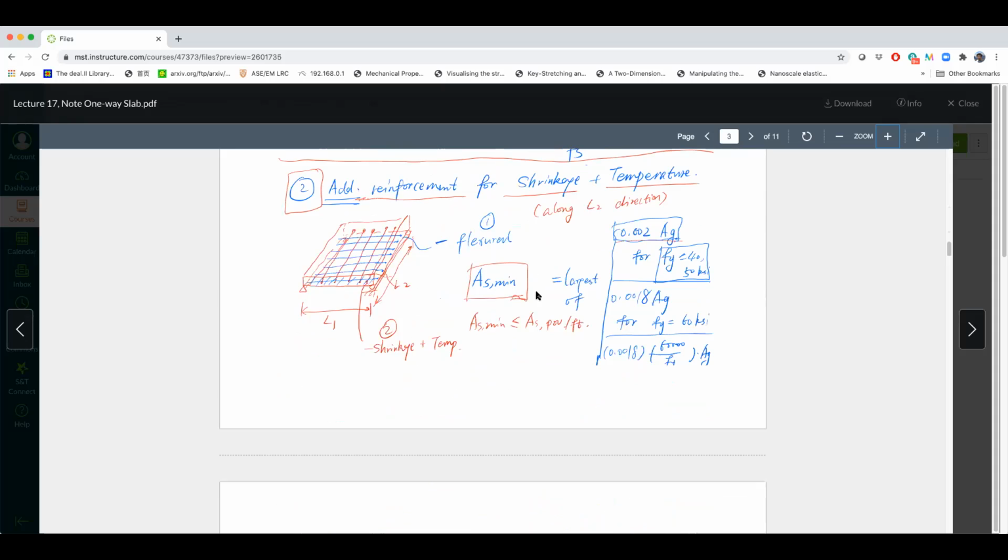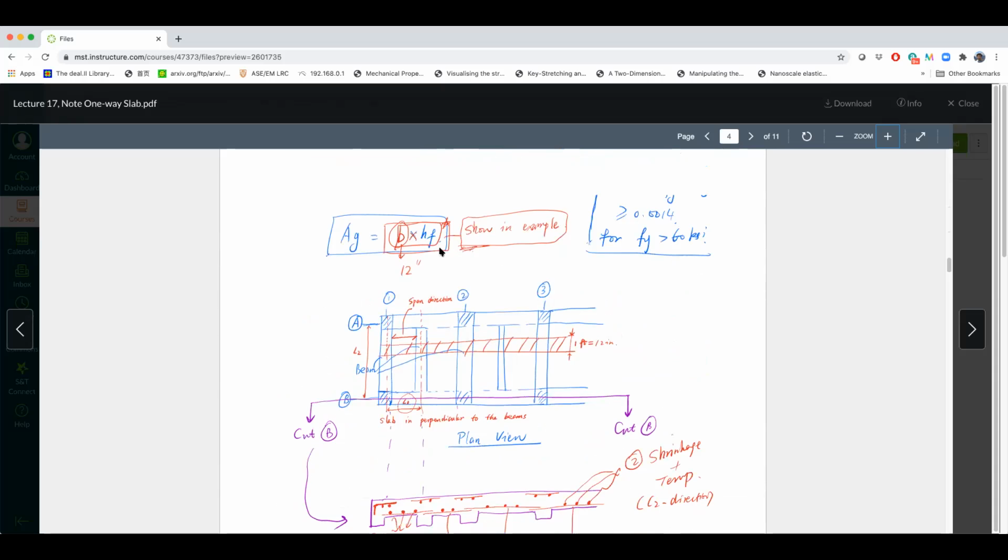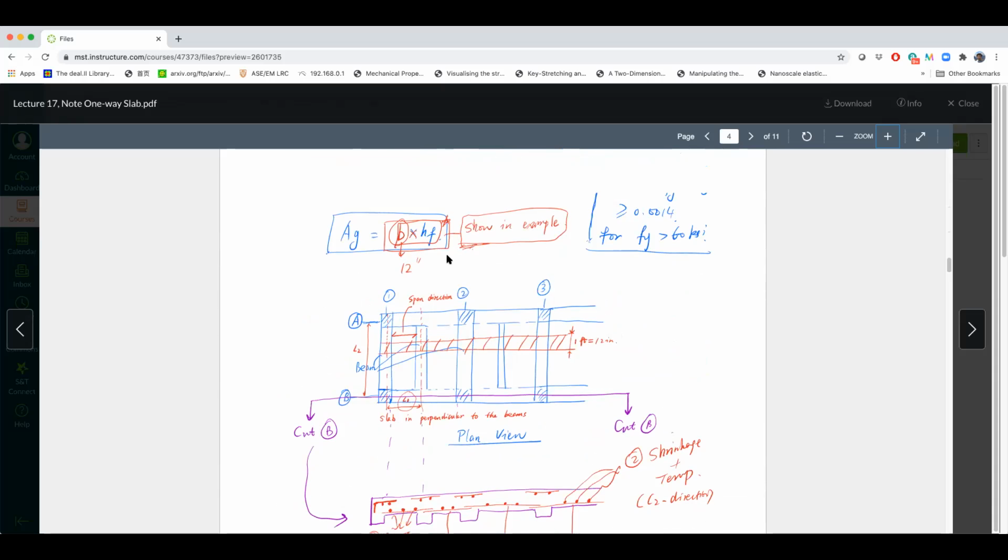Now, we also talk about shrinkage. These are the shrinkage requirements. Ag is the gross section area. So Ag is b times hf, and don't forget, b is the 12-inch strip length.